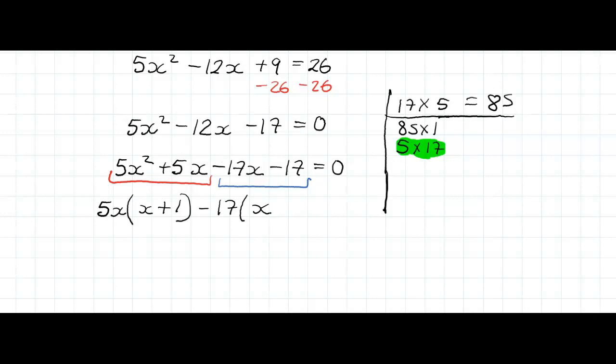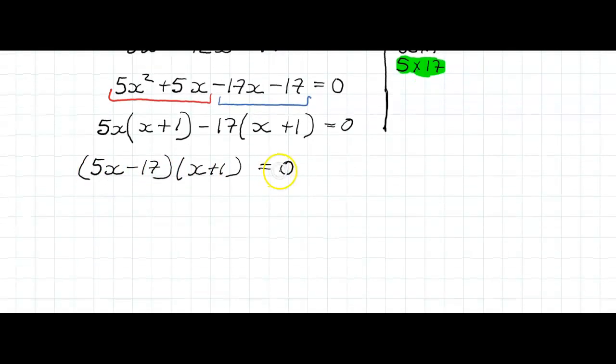And minus 17 divided by minus 17 is plus 1. Okay, now our two brackets are the same, so we can rewrite that as 5x minus 17 by x plus 1 is equal to 0. So if we multiply out those brackets, lads, we will get this back. Now we know that it's equal to 0, so one of these has to equal 0. So 5x minus 17 is equal to 0, or x plus 1 is equal to 0.